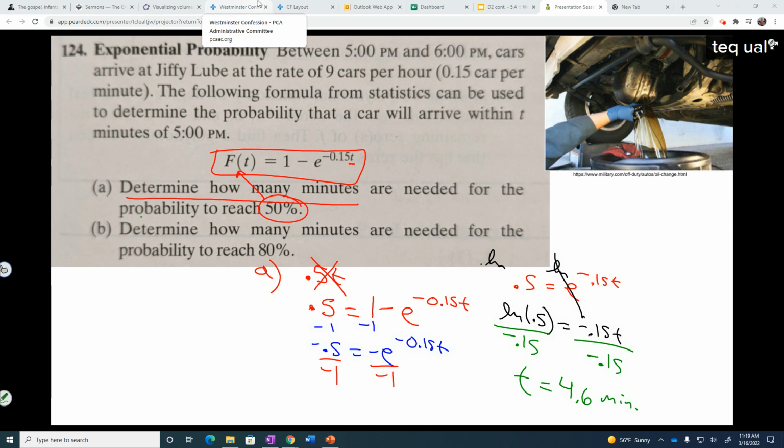So what does this mean? It's saying there's a 50% chance that a car is going to come in within the first 4.5 minutes. So if you've got to get something done, like maybe run to the bathroom real quick before a car comes, yeah, there's a 50% chance they're going to come in the first 4 minutes.